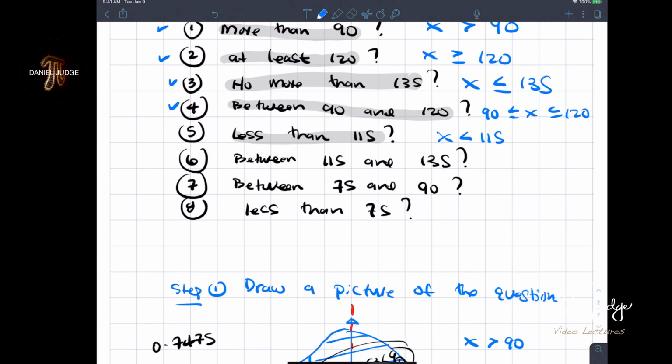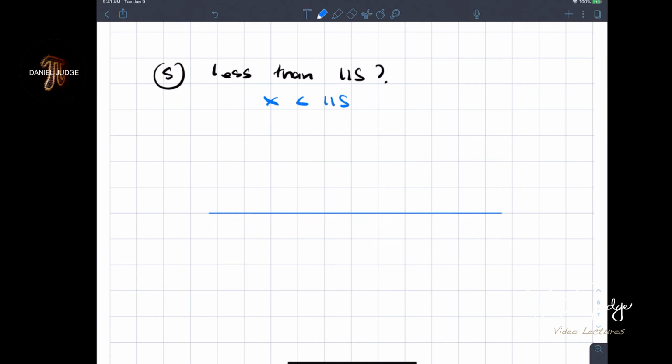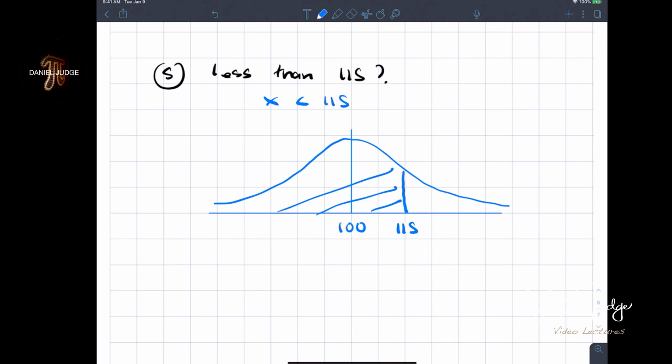Okay. Less than 115. So we can say less than 115. Draw a picture of the question. The mean is in the middle there of 100 and 115 is larger, so it's to the right. Less than, or all the numbers smaller to the left here of 115. They're smaller than 115. They're all to the left, and this is a normal distribution, so you put an X.